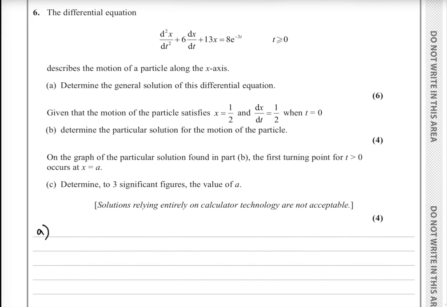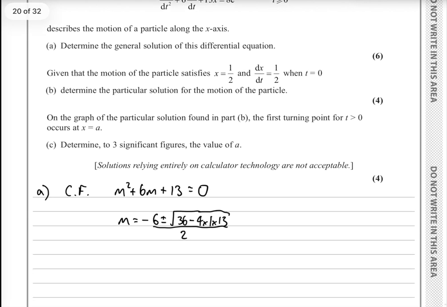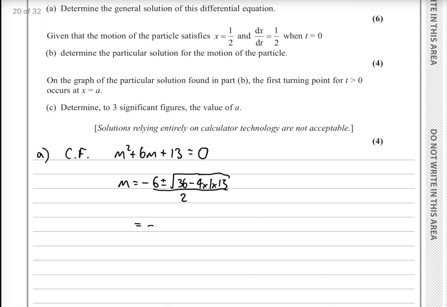Using our usual method, complementary function first, we're going to do m squared plus 6m plus 13 equals 0. That is not going to factorize. So we get minus 6 plus or minus the square root of 36 minus 4 times 1 times 13 all over 2. Into the calculator with that, tells me minus 3 plus or minus 2i.